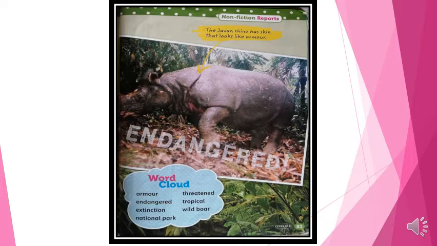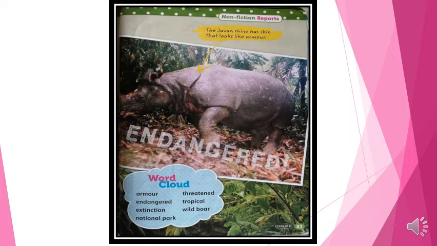Endangered. Why is it written endangered? Yes, it is written endangered on the picture because Javan rhinos are at the risk of extinction. They are in danger of dying. I think the lesson is clear to you. So have you understood everything? That's good.